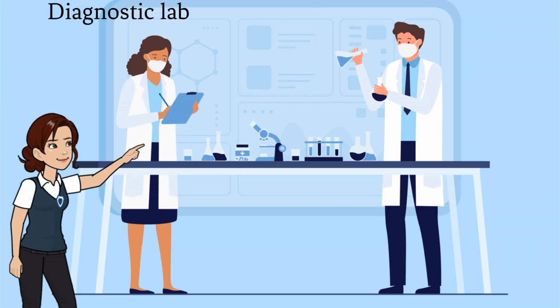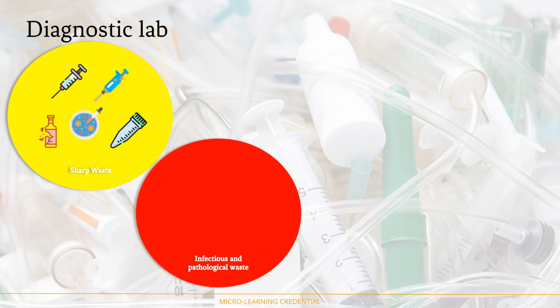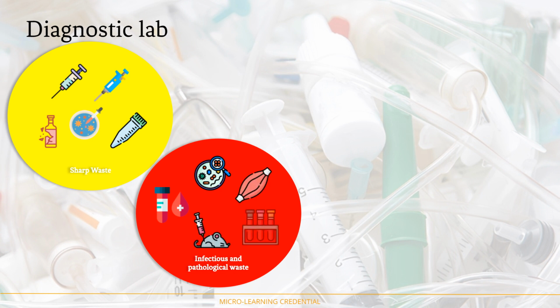Then she visits the laboratory, where she points out sharps like needles, broken glass, petri dishes, test tubes, broken pipettes. Infectious and pathological waste like blood and body fluids, microbiological cultures and stocks, tissue, infected animal carcasses, tubes and containers contaminated with blood or body fluids.